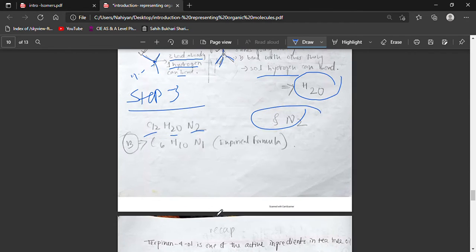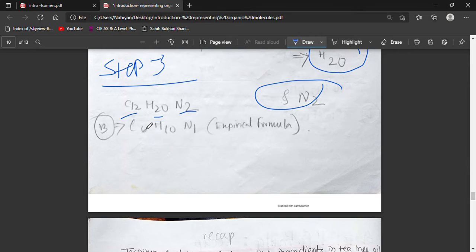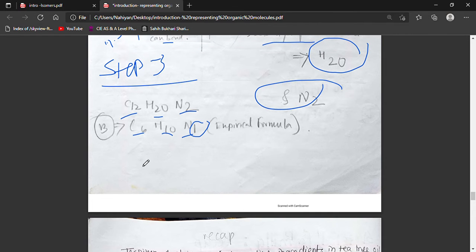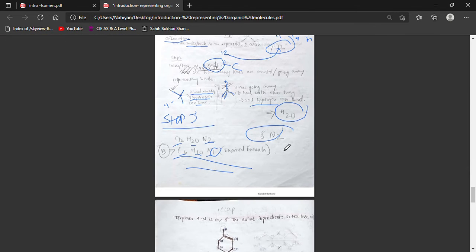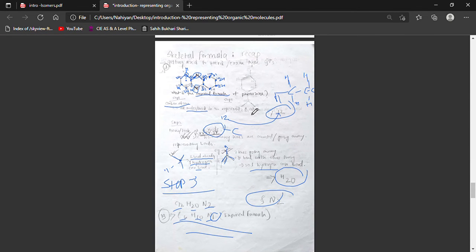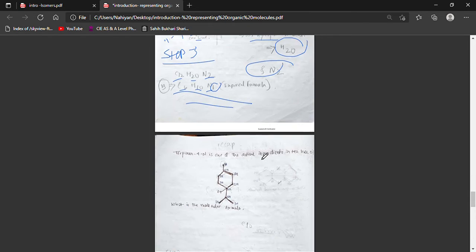If we simplify all into the simplest ratio by dividing all of them by 2, we get 6, 10, and 1. When we get 1, we cannot divide any further, so this should be the empirical formula. That is how you work with skeletal formulas for finding the empirical formula or the molecular formula.